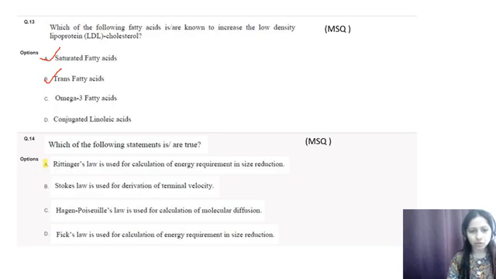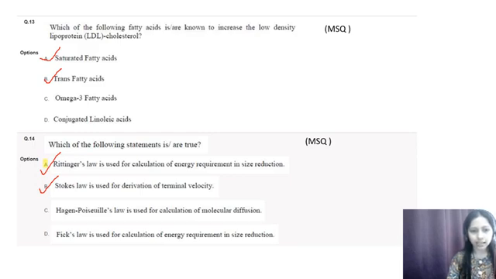B. Stokes law is used for the derivation of terminal velocity. Hagen-Poiseuille's law is used for the calculation of molecular diffusion, and Fick's law is used for the calculation of energy requirements in size reduction. So over here option number A is correct, that is Rittinger's law is used for the calculation of energy requirements in size reduction, and number B, that is Stokes law, is used for the derivation of the terminal velocity. So over here option number A and option number B is correct.